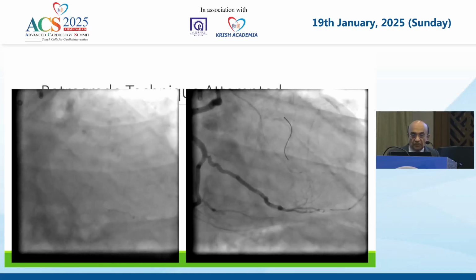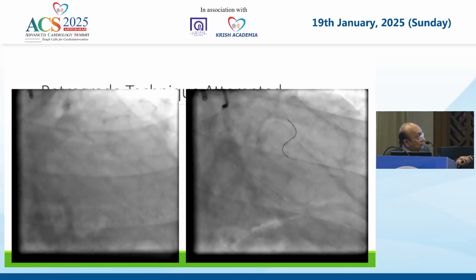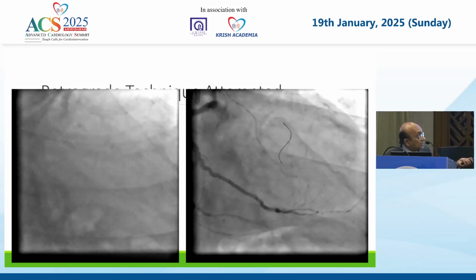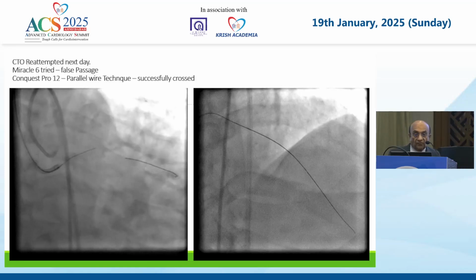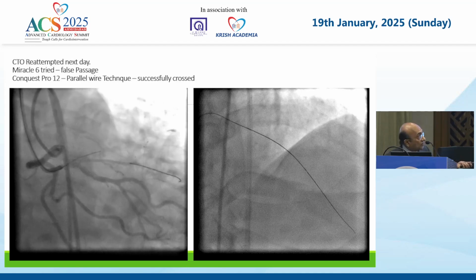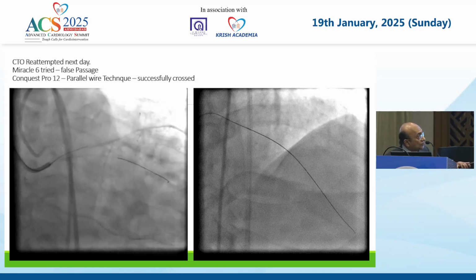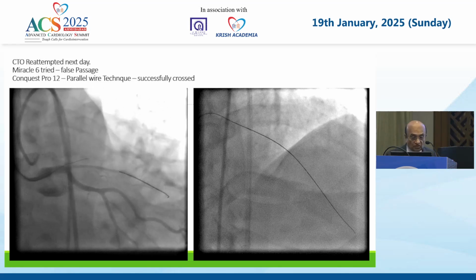Here is the retrograde coming from the right coronary, septal, and trying to enter, but it came to a broomstick appearance here. So we can't do it. And finally, the Conquest Pro wire entered. Subsequently, I don't have a slide, but then I think the cannulation followed by stenting, recanalization of the artery, and revascularization was easy.